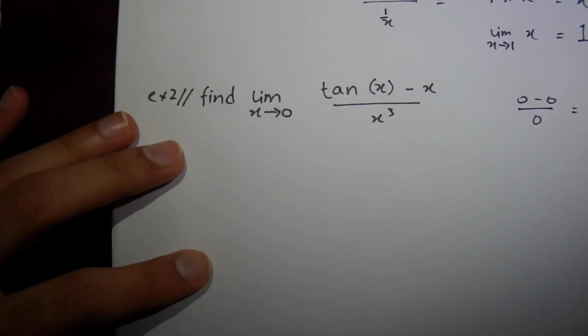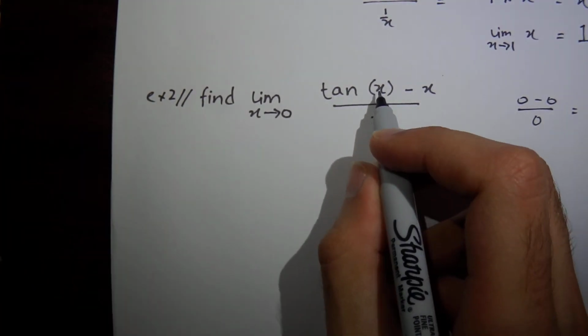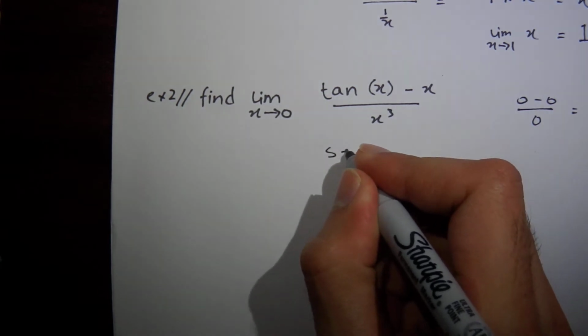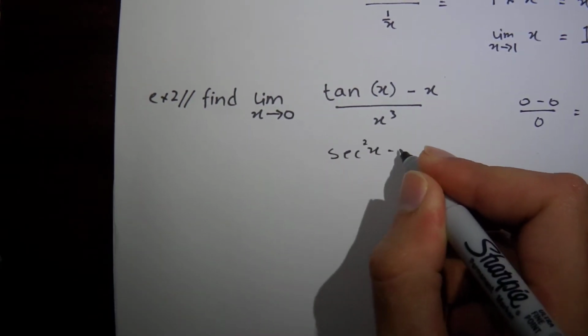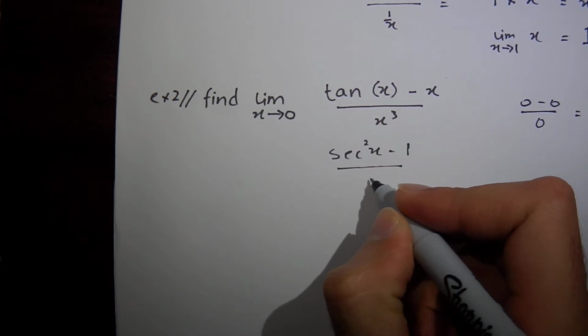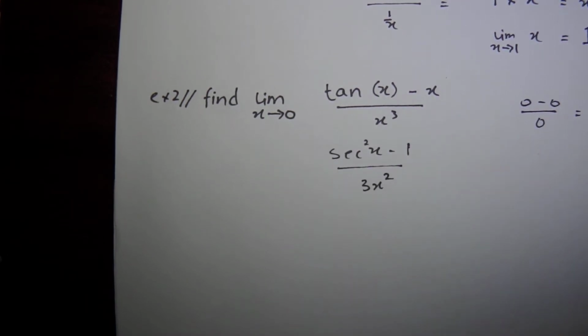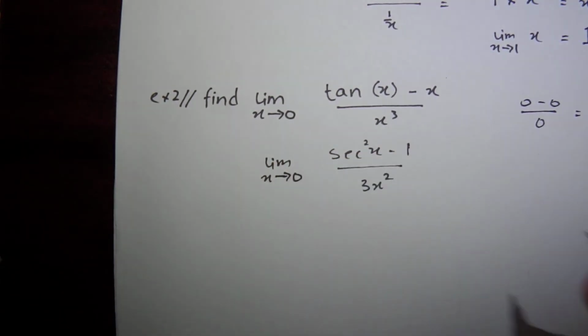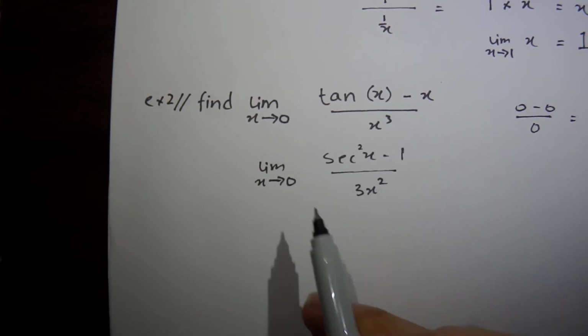Now we take the derivatives of the numerator and denominator, of course, separately. So the derivative of tan of x would be equal to secant squared x minus 1 over the derivative of the denominator would be 3x squared. This is our first derivative, of course. Now let's try taking the limit as x approaches 0 to see if we get an exact answer.